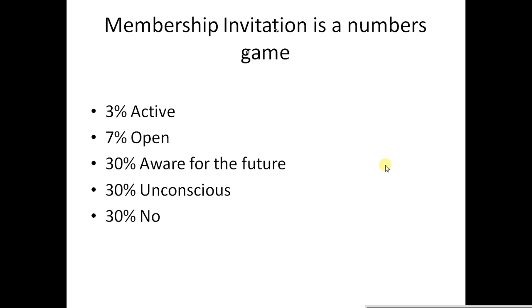Then you've got another 30% who are aware for the future. They may know that joining an organization will be a great way for them to get involved or to build their resume. They understand that it's important to join an organization, but they might not necessarily be ready to do it right this moment. And then another 30% are unconscious altogether. They have no clue what a student organization is, who you are, or what your organization does. They are completely oblivious, as opposed to the other group, which understands that there are student organizations they can join but is maybe not ready to commit right now.